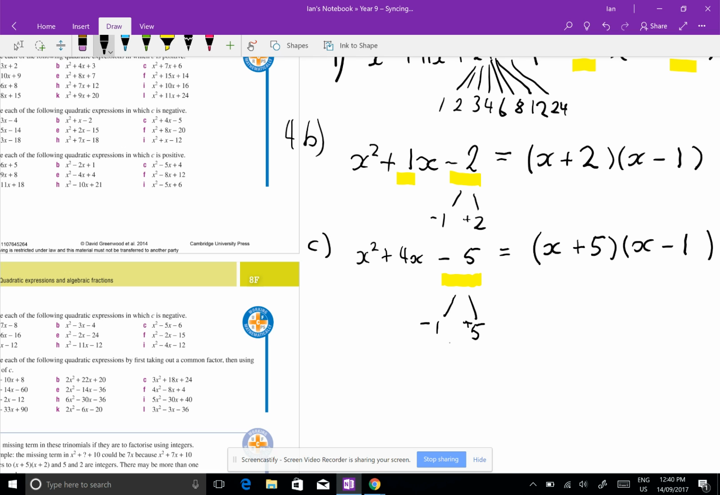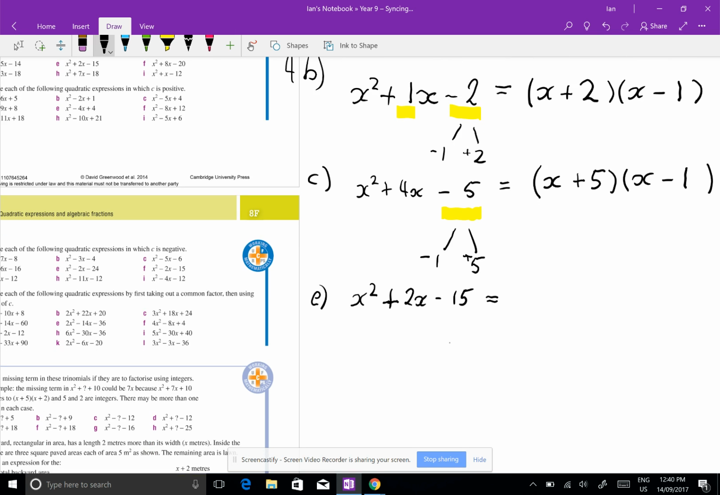I'm going to do 4e. What have I got? X squared plus 2x minus 15. Now, by the way, we're hoping that all the answers are not fractions. Imagine we could have a half and 30. We're pretty lucky that happened. So here we go. Again, the two numbers that I need are going to multiply out to negative 15. So I have to have a plus and a minus. And they've got to add up to 2.